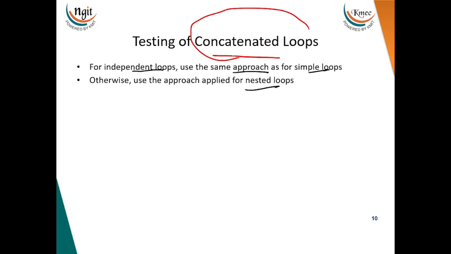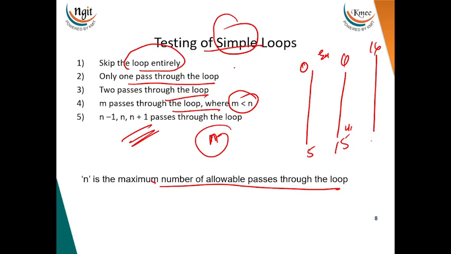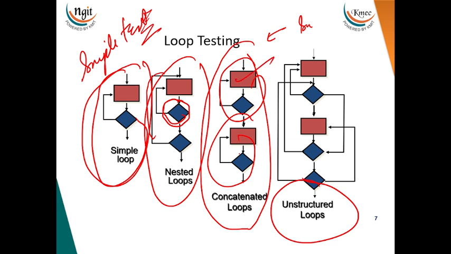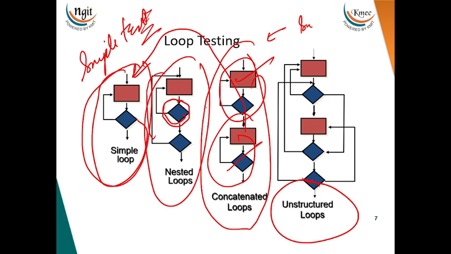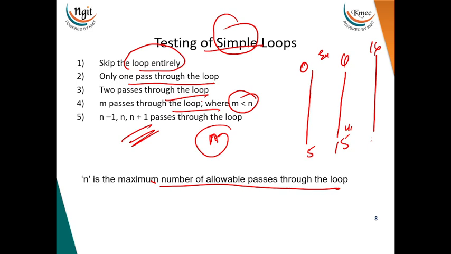Concatenated loop. Sorry, that's a spelling mistake. I cannot do it. For an independent loop, the same approach applies, simple loop. Otherwise, we use another approach for a nested loop. If it is an independent loop, this is independent, this is independent, we follow the same approach. Otherwise, the approach is applied as for a nested loop.